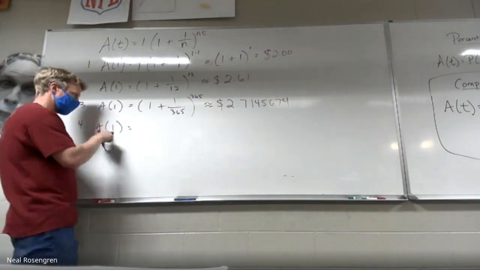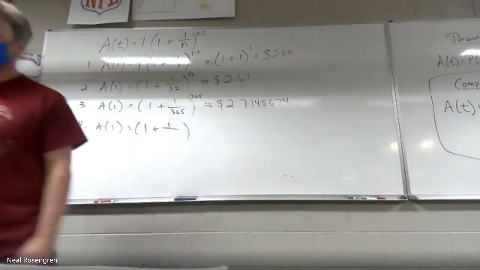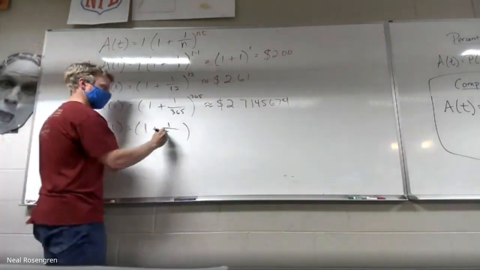Again, 1 year, let's do 1 year. 1 plus 1 over, let's get paid more often. Let's get paid every hour. How many hours are there in 1 year? Not in 1 day, but 1 year. 8,760. How'd you do that? I used Google.